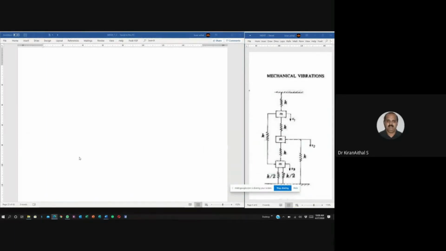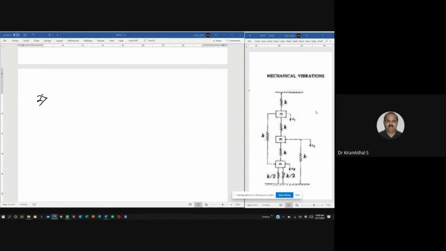The problem I am going to start today is on the left-hand side of your screen. I will take it as problem number 2. As usual, we are supposed to write the equation of motion. There are three masses. First, I will start with the first mass, which is at the top, then go for the middle one, then the third one.